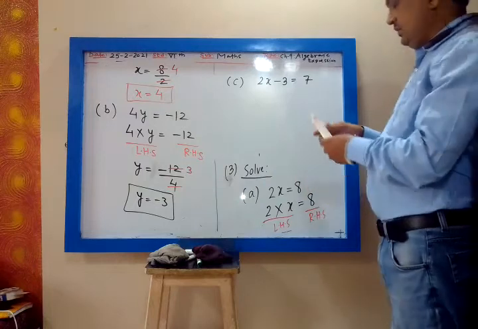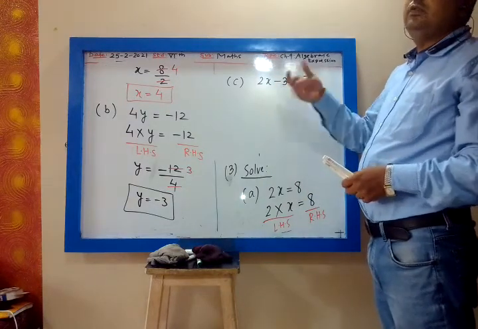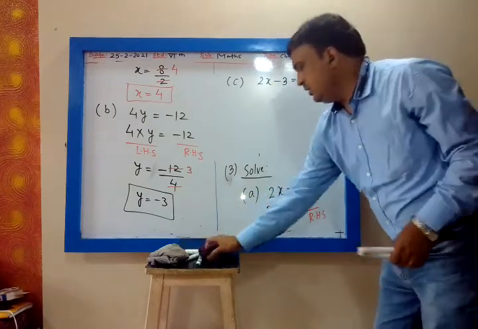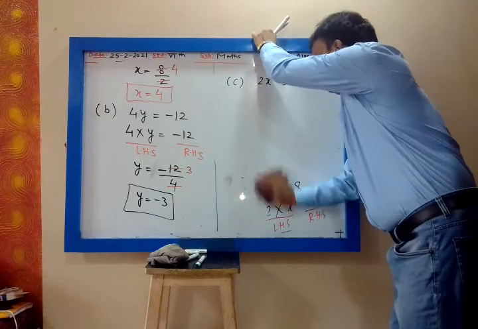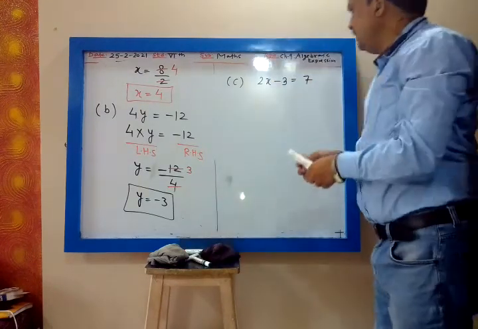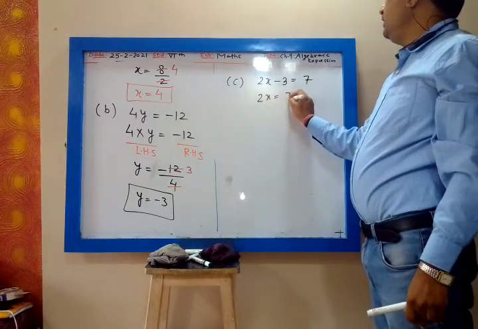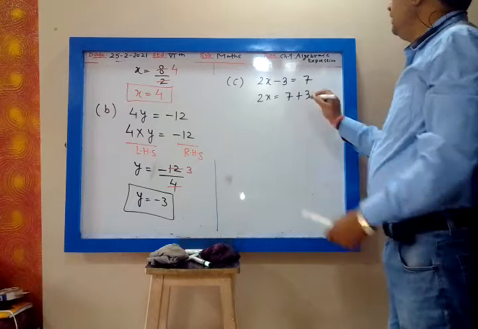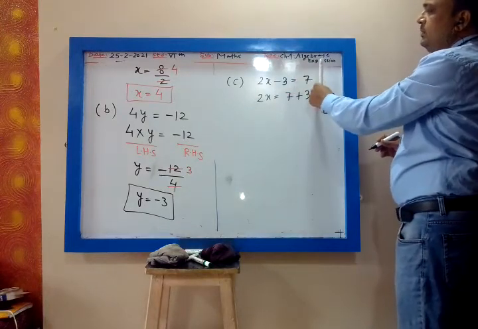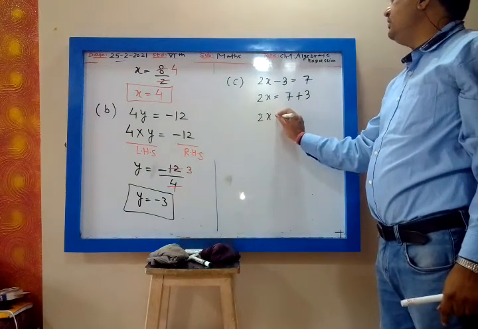Now before the equal to, it is minus 3. So what will you do? You will take 3 on the other side. It will become plus 3. Yes, very good. So you will get 2x is equal to 7 plus 3. This minus 3 on the left hand side, we take it on the right hand side, it becomes plus 3. So 2x is equal to, what is 7 plus 3? 10.